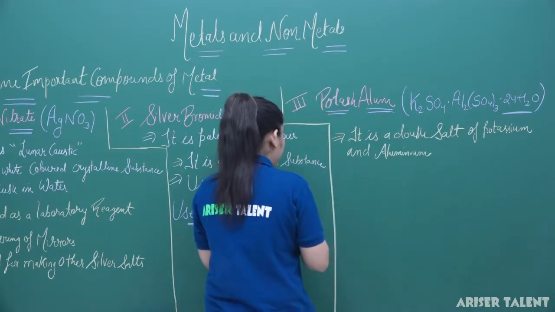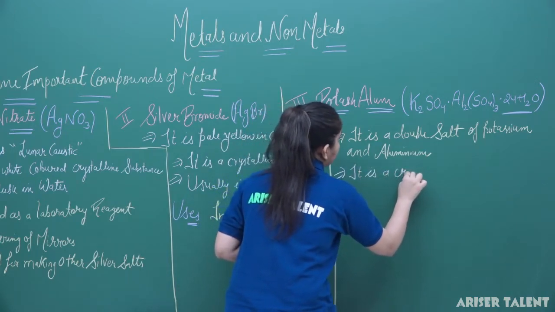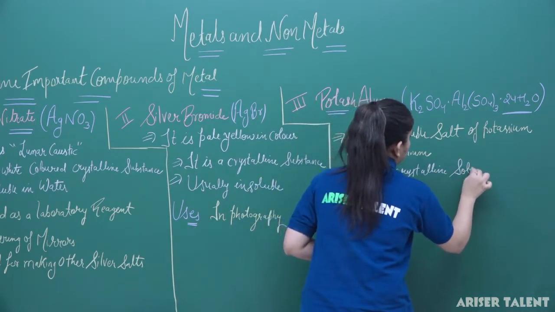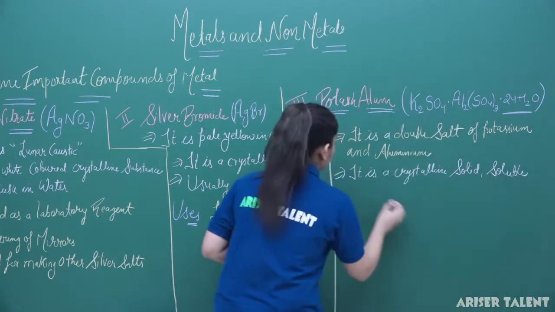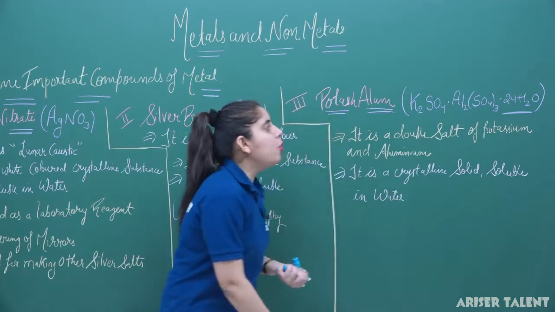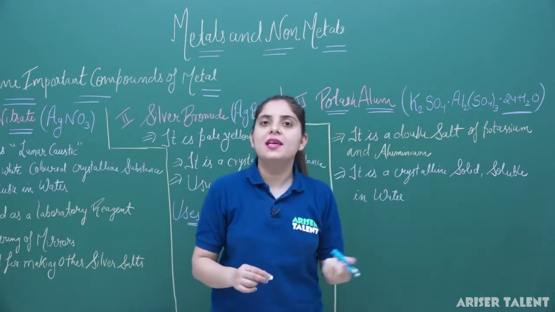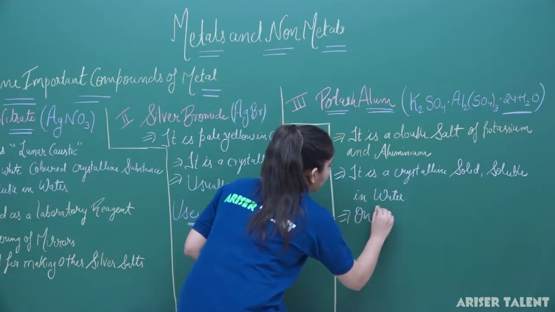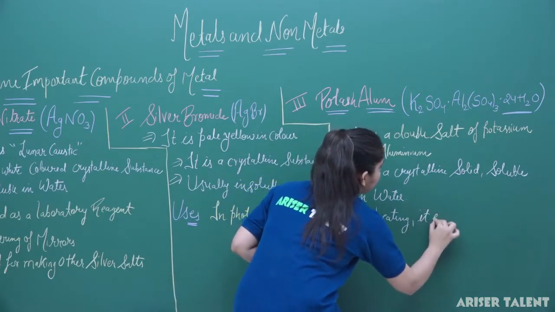Second property is that it is a crystalline solid which is soluble in water. But on heating, it will expand its volume because it contains a large amount of water of crystallization along with it. So the next property is that on heating, it expands its volume.